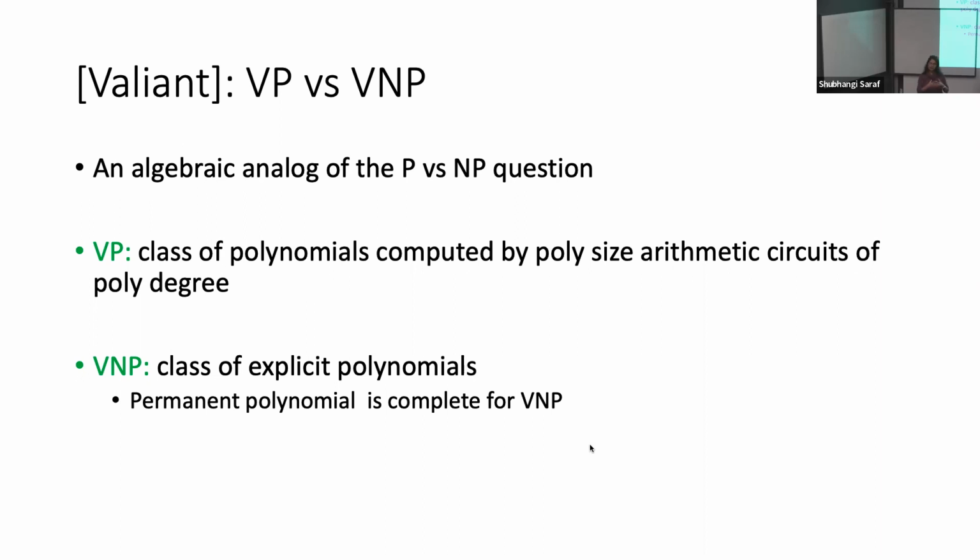So if you can find an explicit polynomial which cannot be computed by a polynomial size arithmetic circuit, then you would have proved VP not equal to VNP.